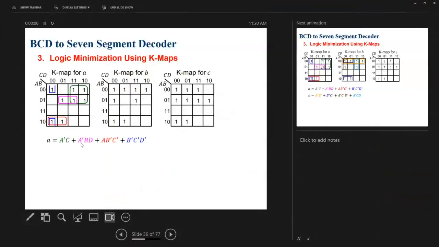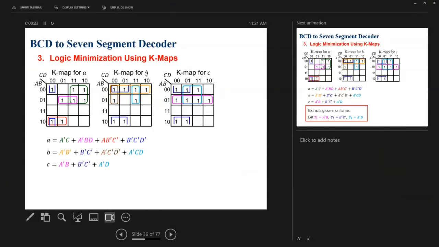Can you see here? Now, please look at the color. This color is this thingy. This color is this thingy. This color is this. Look at the color coding. Similarly, we have the KMF for B. So for the KMF of B, we derive the expression for B using the truth table. Then we derive the expression for C.